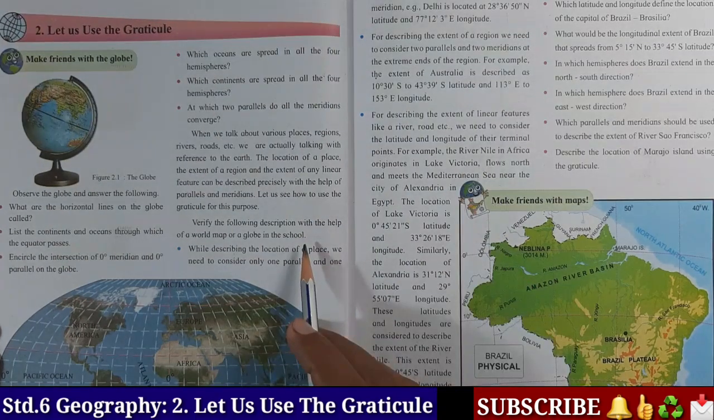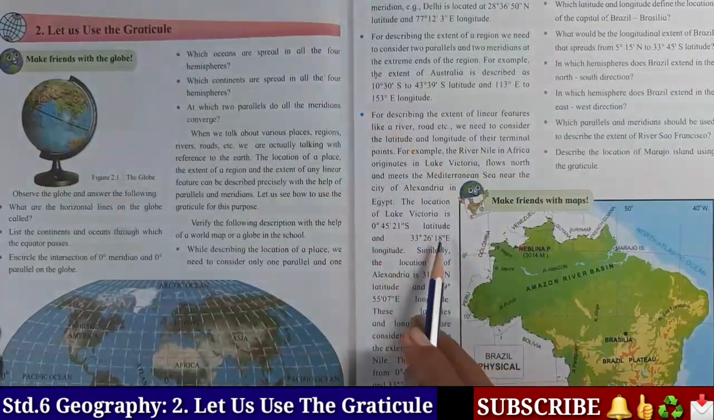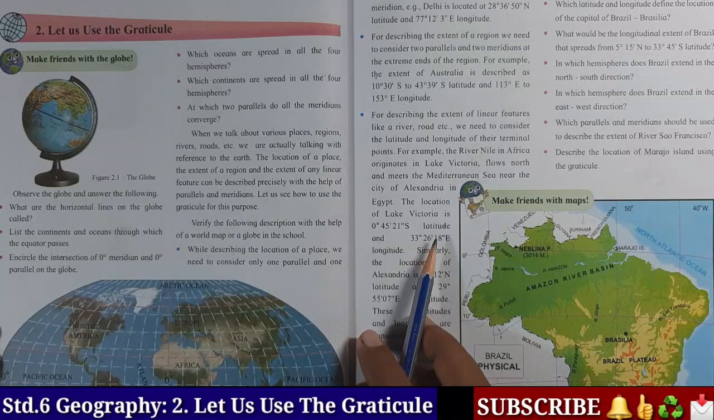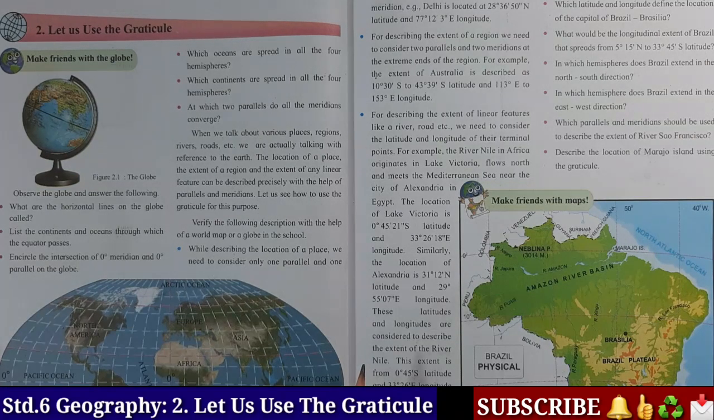First of all, I would like to tell you the meaning of graticule, so that it will be easy to understand the lesson. Okay students, do you remember what is graticule? If you do remember, then type your answer in the comment box. Students, in the first lesson we have studied what is meant by graticule.